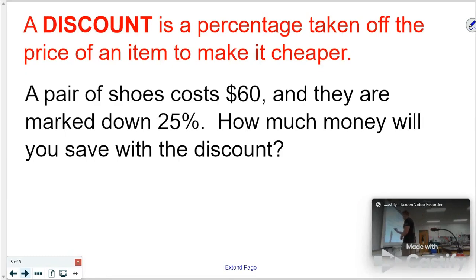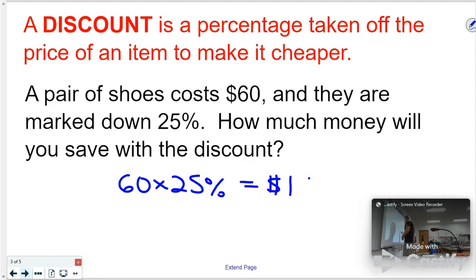What you could do is $60 times 25%, and that's when you could say, well, 50% of $60 would be $30, and 25% should be half of that, and half of 30 would be $15. So you would end up saving yourself $15 on those shoes. Now that's not how much you're going to pay for them. You would then have to take that $15 off of the original price to find how much you would end up paying for the shoes, which would be $45.